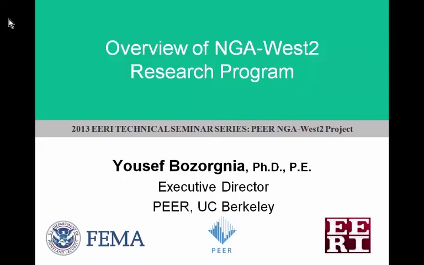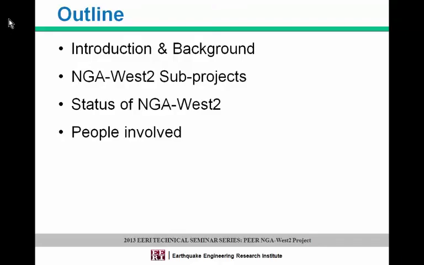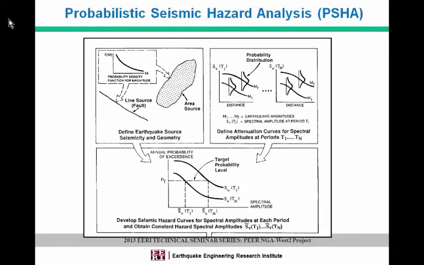I'm going to give you an overview of what's going on, a little bit of background and introduction. NGA-West2, we call it a mega project. It has specifically 8 sub-projects or tasks, if you want to, but really each task by itself is a project. I'm going to have a few slides for each sub-project, the status of NGA-West2 and people involved.